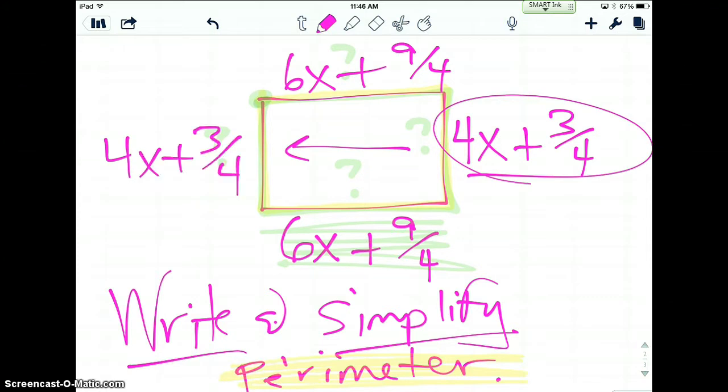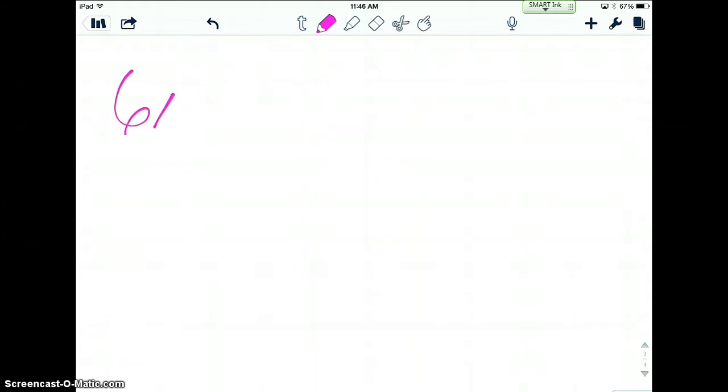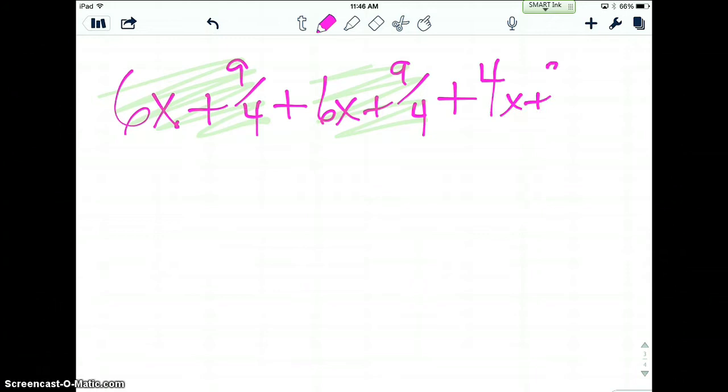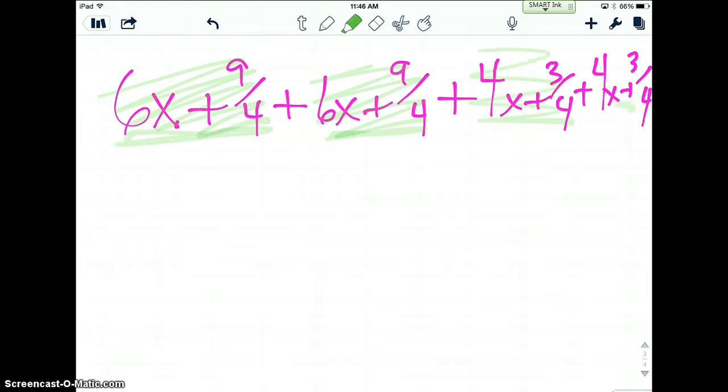So, my expression for perimeter is going to be 6x plus 9/4 plus 6x plus 9/4. Because remember, that was one length. Here's another length. Plus, now I need the width, 4x plus 3/4 plus 4x plus 3/4. Oh my gosh, I can barely even fit it on the screen. So I have my lengths, I have my widths, and there would be my written algebraic expression for the perimeter. Cha-ching!